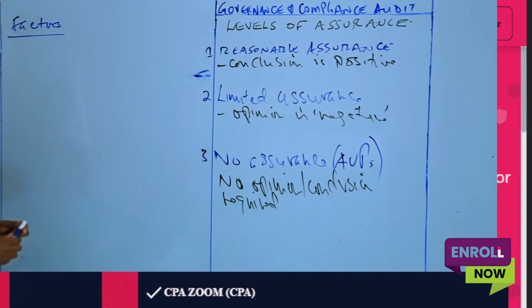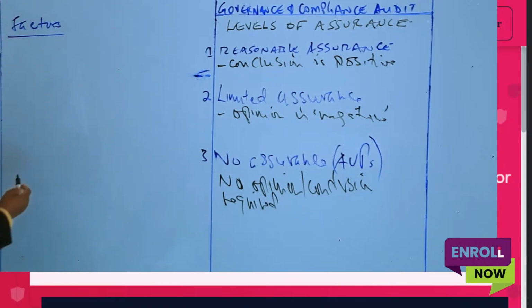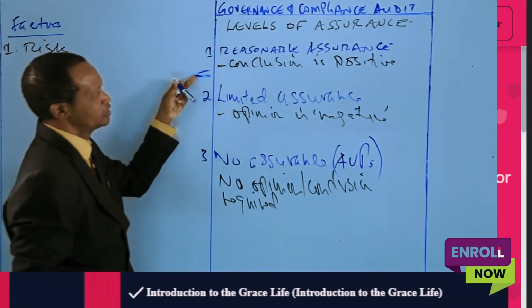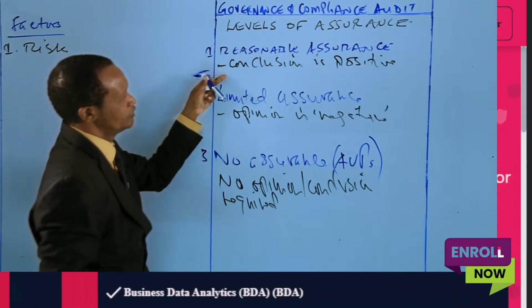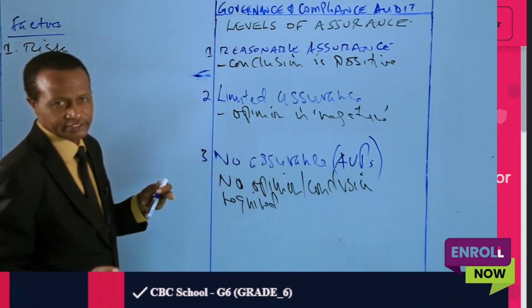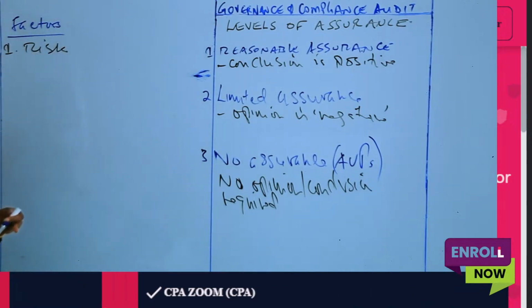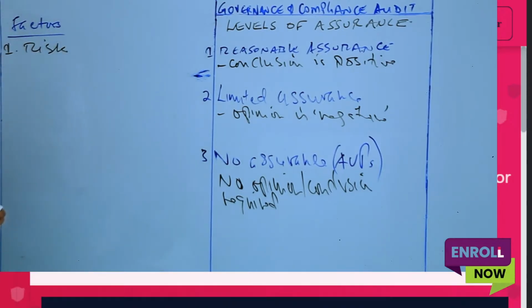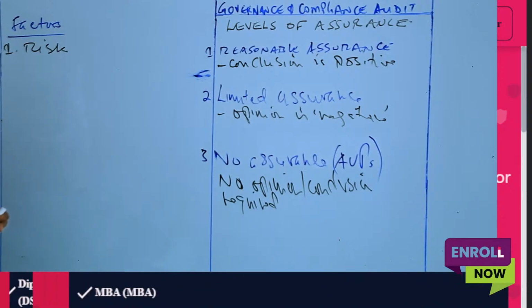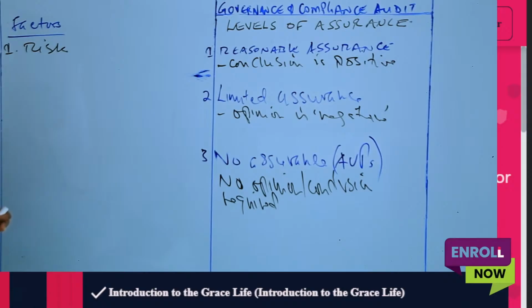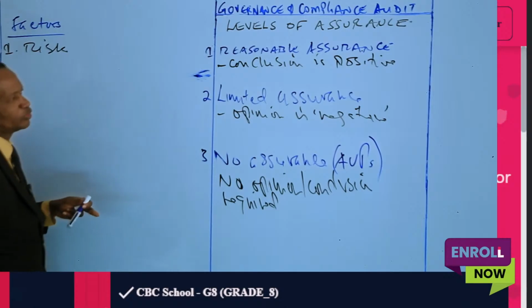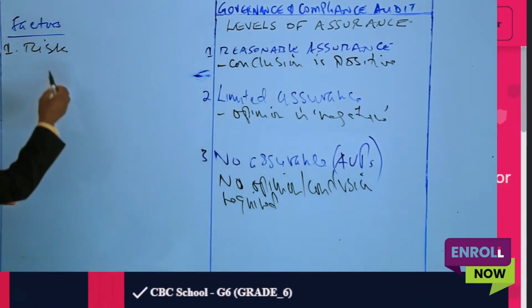And one such factor is risk. You recall when discussing the reasonable assurance, we say that this kind of engagement is carried out on high-risk areas. The level of inherent and residual risk in the audited areas is the most important factor. High-risk areas require a high level of assurance, and low-risk areas may require limited assurance. So risk is a factor.